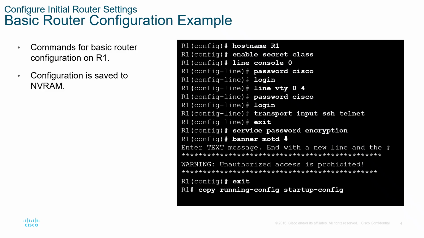Again, don't forget the login, transport input. So this is an example of either SSH or Telnet. I can put both like you see here, or I could put one or the other. I type in exit, I go back a prompt. So now back to global, service password-encryption, banner message of the day. I enter my message, unauthorized access is prohibited. You could do little stars like this, however you want to do it.